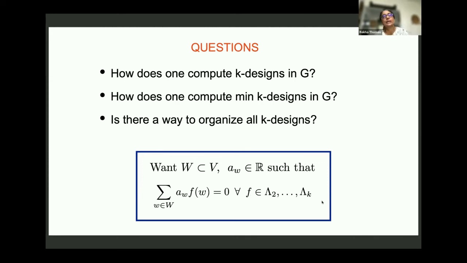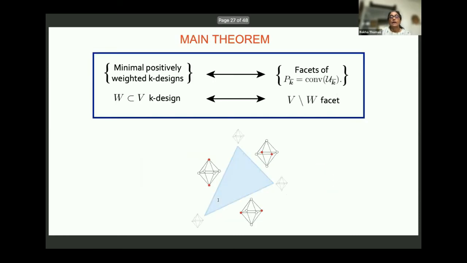The reason is that we avoid lambda 1, because any subset can average lambda 1. That's not very interesting, so we don't need to worry about the first eigenspace. So I'm asking to average everything in lambda 2 to lambda k, and that exactly means this equation is true: the sum of a_w f_w must be 0. So we want to find W and a_w. That's the question.